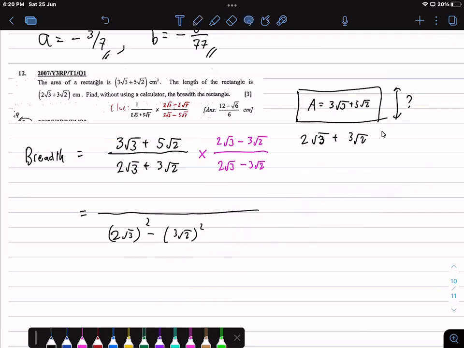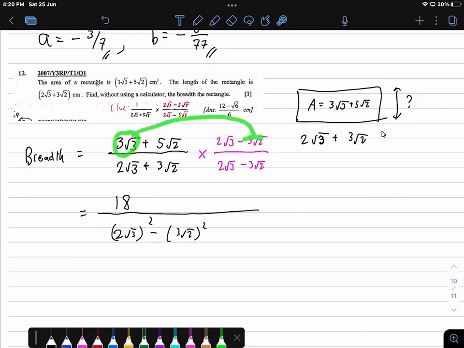I'll just write it in first. Then the other one can multiply already. 3 root 3 times 2 root 3. 3 times 2 is 6. Root 3 times root 3 is 3. 6 times 3 is 18. This part okay? Yeah. Okay, next one.